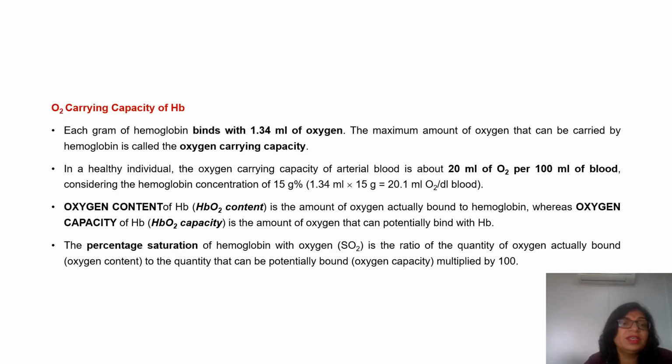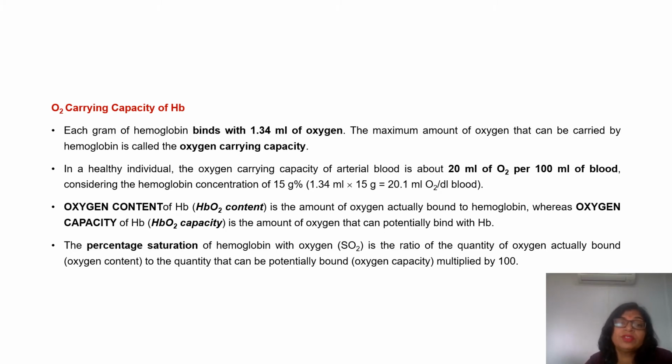Now what is the oxygen carrying capacity of hemoglobin? Each gram of hemoglobin binds with 1.34 ml of oxygen. The maximum amount of oxygen that can be carried by hemoglobin is called the oxygen carrying capacity. In a healthy individual, the oxygen carrying capacity of arterial blood is around 20 ml of oxygen per 100 ml of blood. As we have taken hemoglobin concentration as 15 gram %, 15 multiplied by 1.34 ml is roughly 20 ml of oxygen per deciliter of blood.